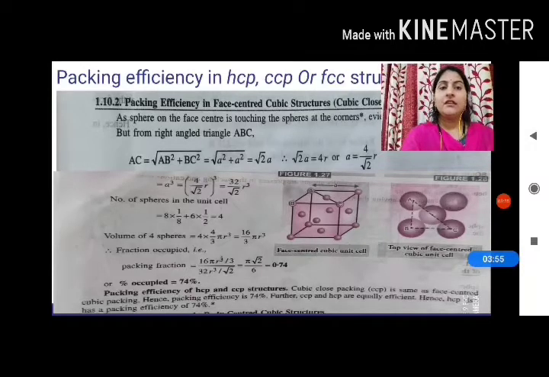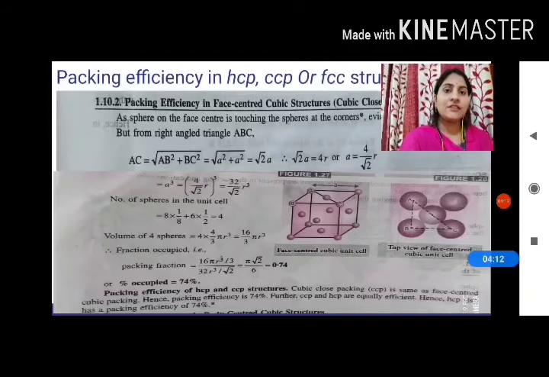In FCC, the lattice has 8 atoms on the corners and 6 atoms on the faces. Contribution of the atoms present on the faces would be 3, that is 6 into half, and the contribution of the corner atoms is 1, that is 8 into 1 by 8. So in total it becomes 4, that is the number of atoms per unit cell for FCC is 4.